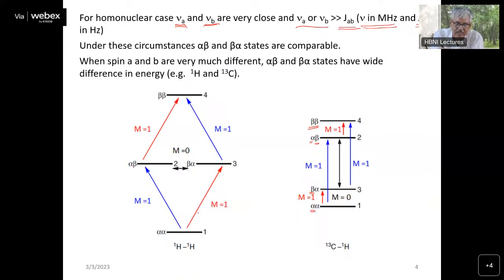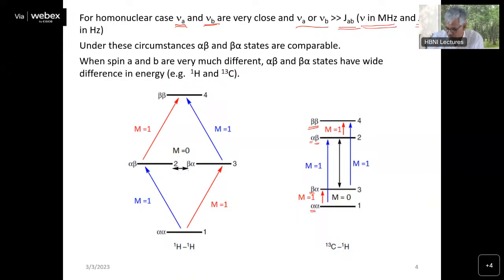So these two red lines correspond to change in the spin state of the first, and these two blue lines correspond to the change of spin of the second spin, and same thing for here. So that's why these two diagrams show that these two alpha beta and beta alpha states are of very similar, comparable energy when they are homonuclear. But if you consider heteronuclear, like proton carbon or proton fluorine or proton phosphorus, then the alpha beta and beta alpha are not the same. That is the reason I am showing it here.